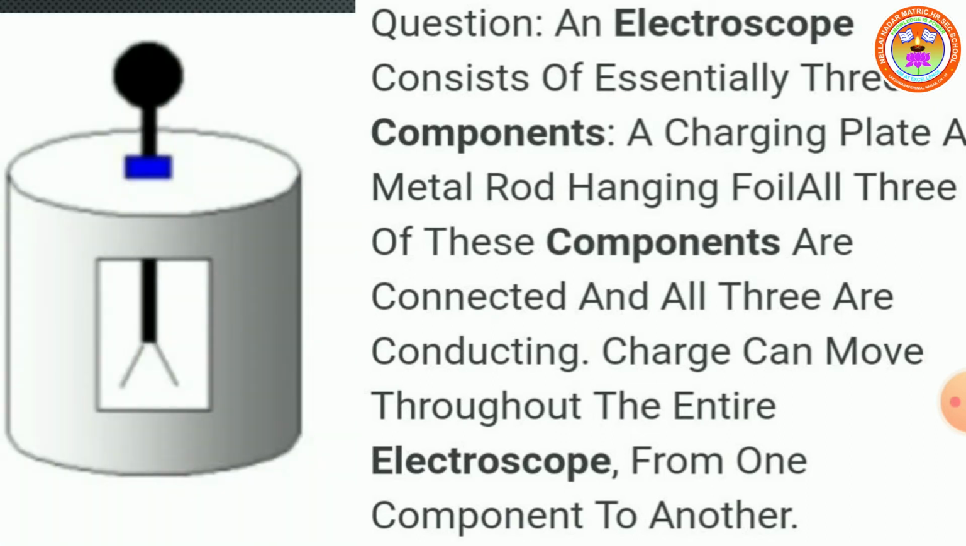So, an electroscope consists of essentially three components: a charging plate, a metal rod, and hanging foil. All three of these components are connected and all three are conducting. Charge can move throughout the entire electroscope from one component to another component.